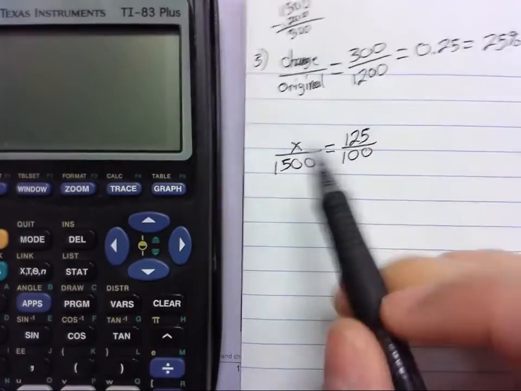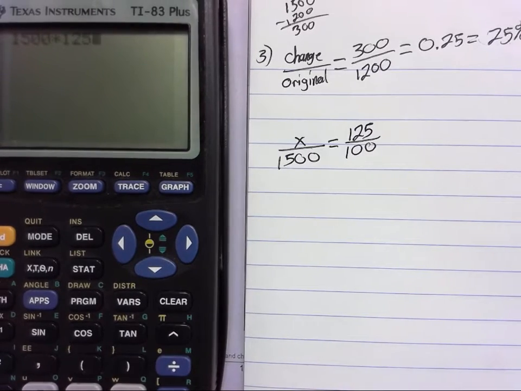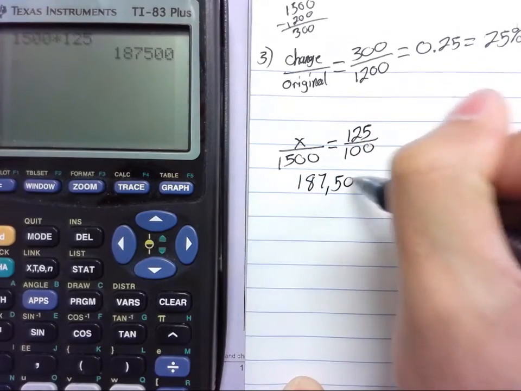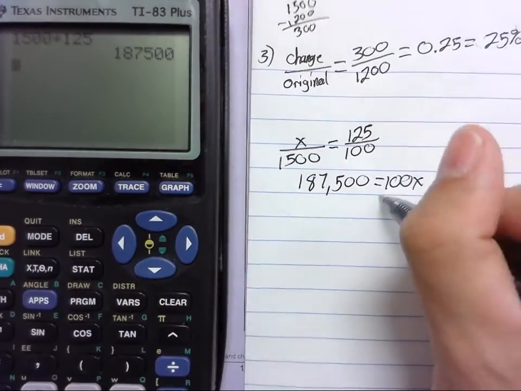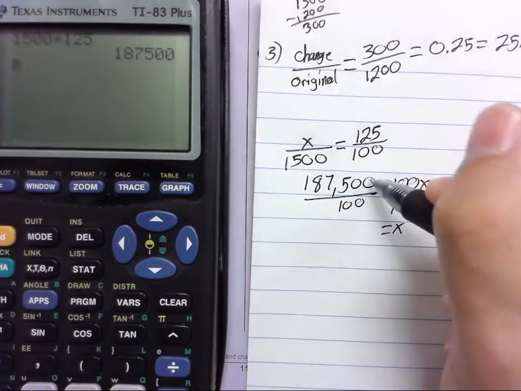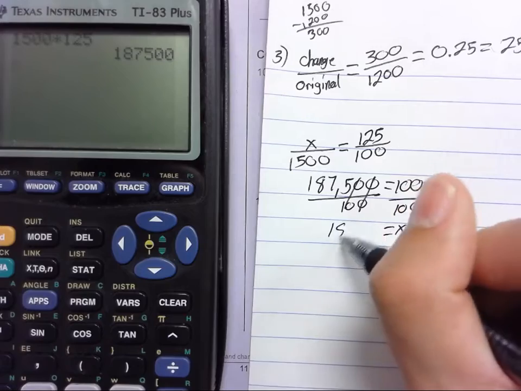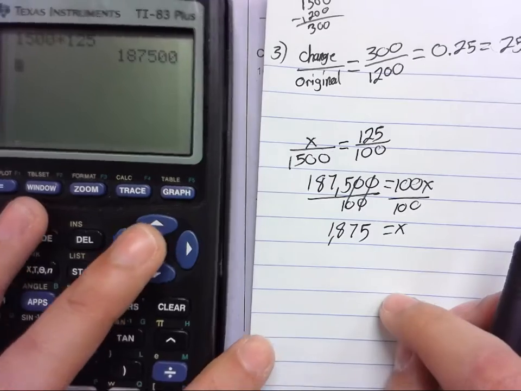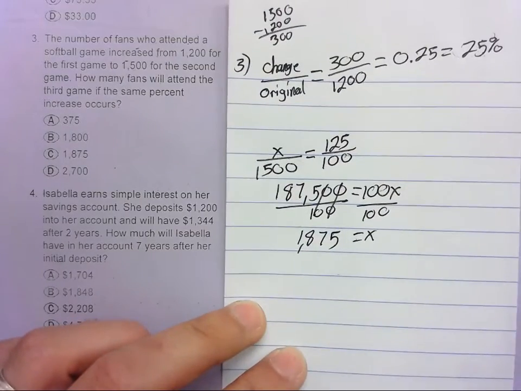And now we cross multiply. 1,500 times 125 gives us 187,500. 100 times x gives us 100x. We will divide by 100, divide by 100. We get x equals, these will cancel, 1,875. That's how many people will be at the third game if the percent increase stays the same.